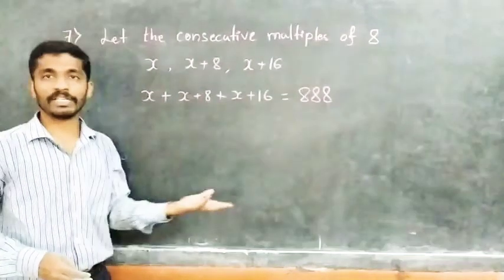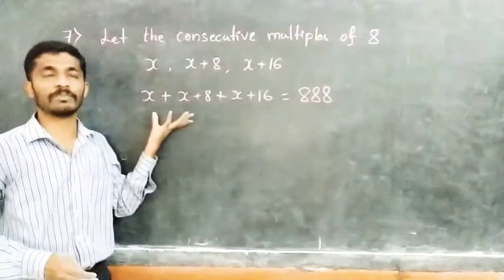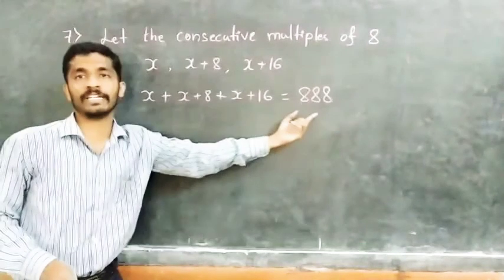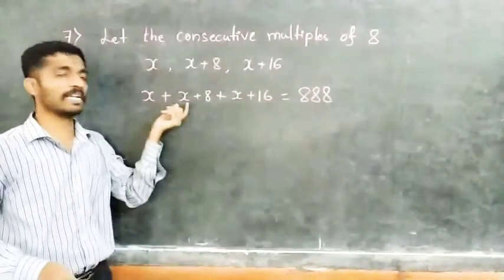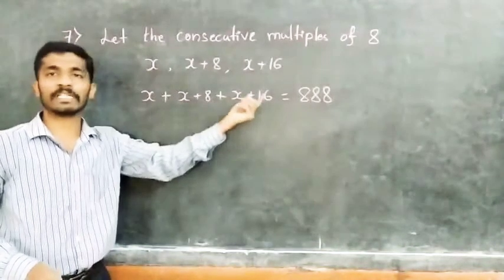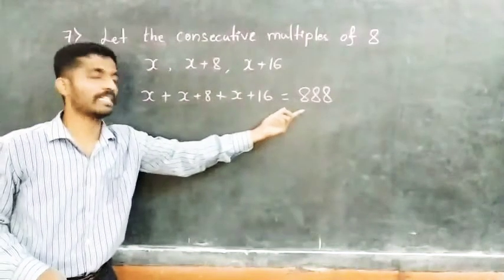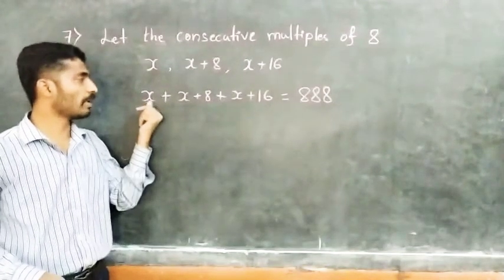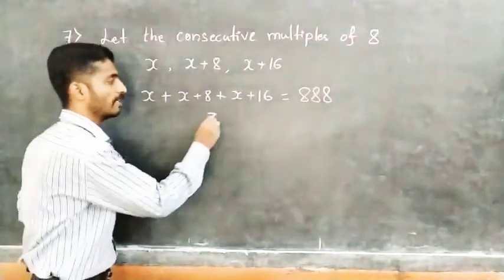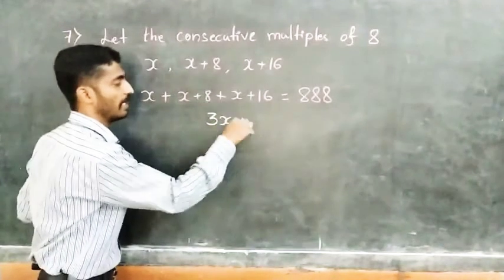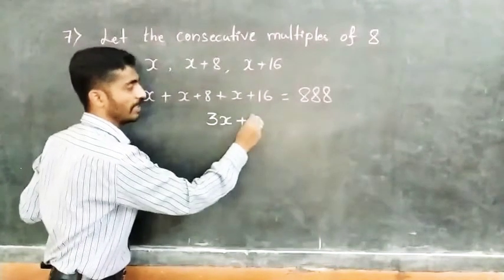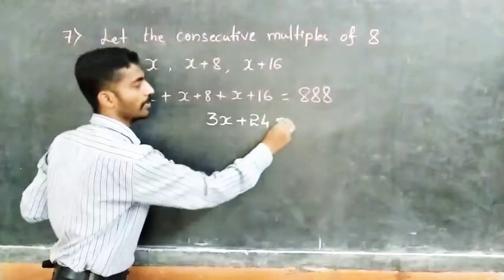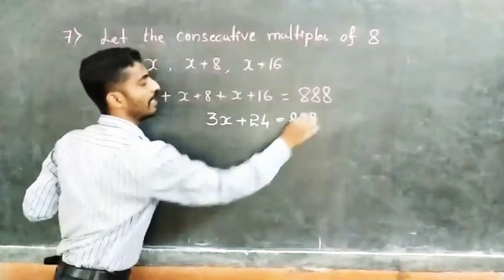Another thing they gave is the sum. The sum of the integers will be 888. So now I am adding: x plus x plus 8 plus x plus 16 equals 888. Here, how many x are there? 1, 2, 3, so it will be 3x, plus 8 plus 16. So here we will get 24, equal to 888.